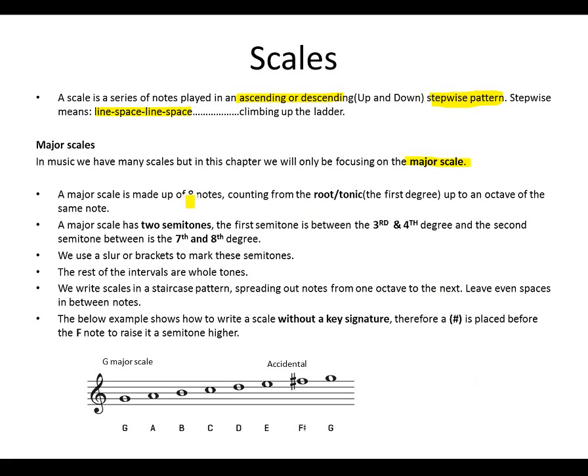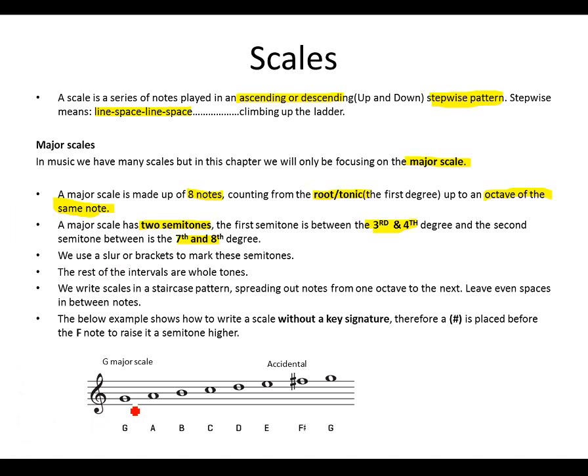A major scale is made out of 8 notes, counting from the root, which is your tonic or your starting note, that's the first degree, up to an octave of the same note. A major scale has 2 semitones. The first semitone is located between the 3rd and the 4th degree, and the second semitone between the 7th and 8th degree. Let's see that on the stave.